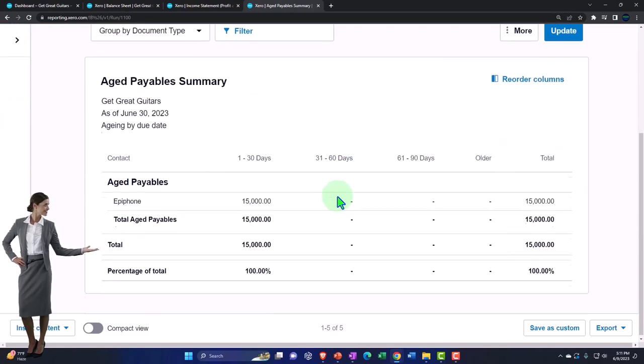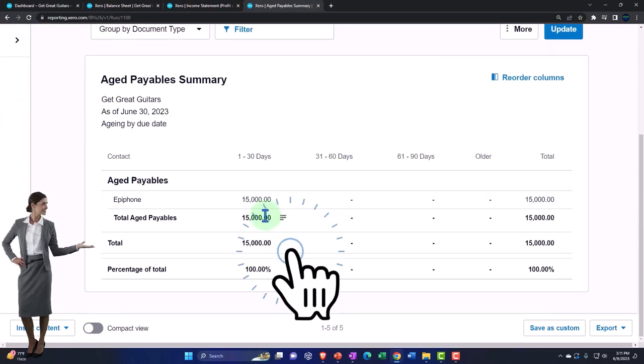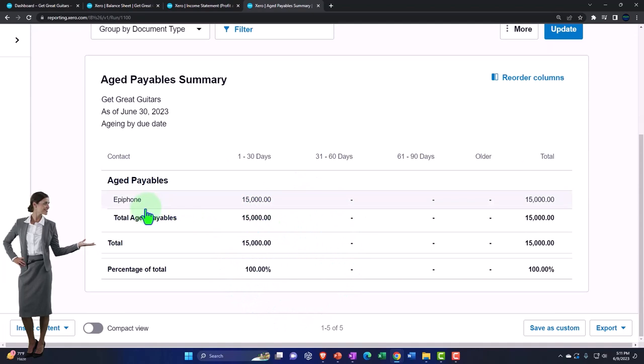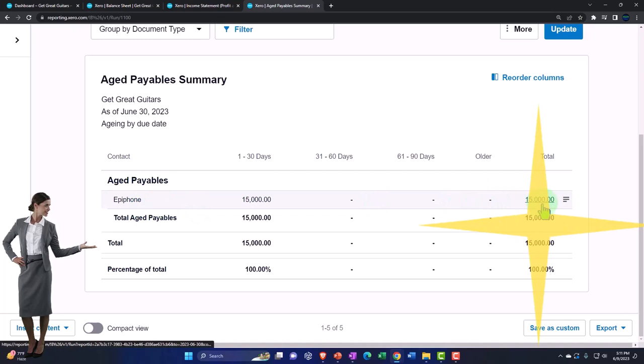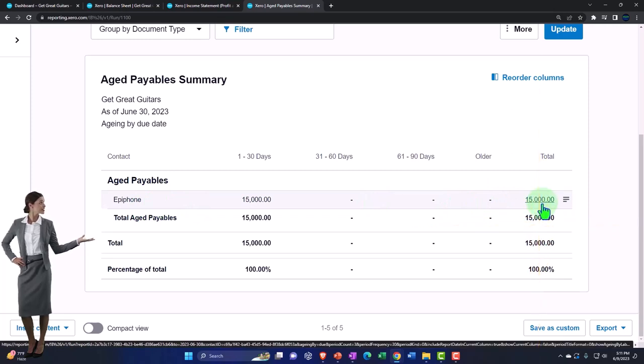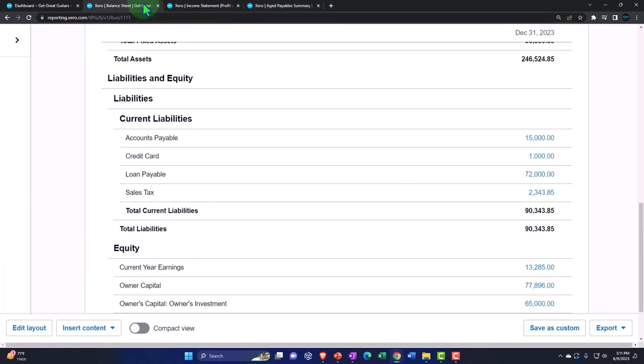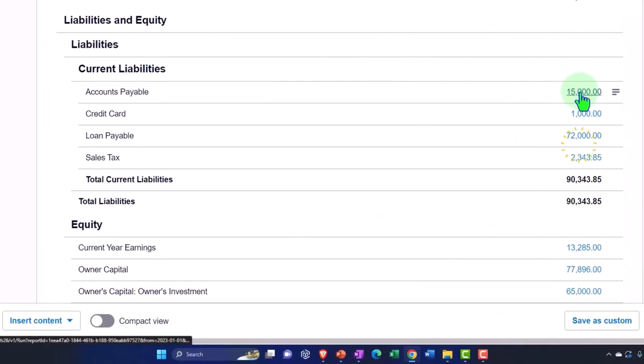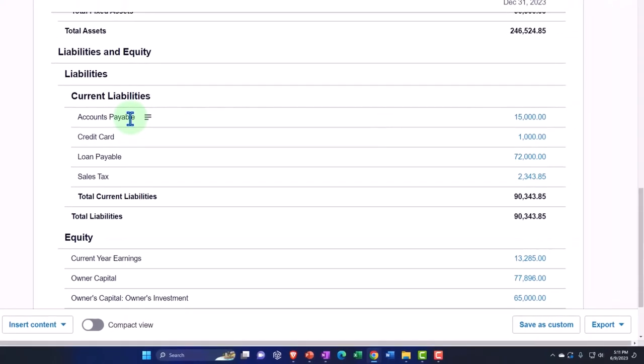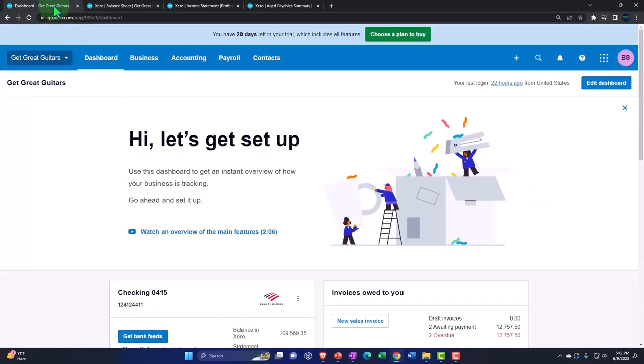Aged payable summary, it's aged like a fine wine. So here we have it. And there's the 15,000. Now we only have one vendor that we have to pay, so it's a pretty boring report, and there's the 15,000. But the point is that the accounts payable report would be broken out by vendor, who we owe the money to, and the total should tie out to what's on the balance sheet over here, which is why when you enter anything to the accounts payable, Xero will often force you to enter a vendor so that the subledger will tie out.